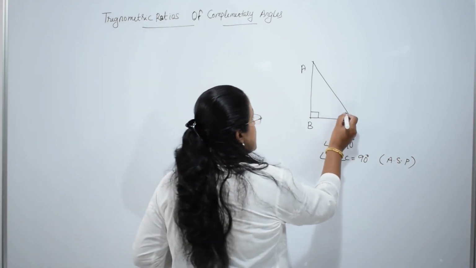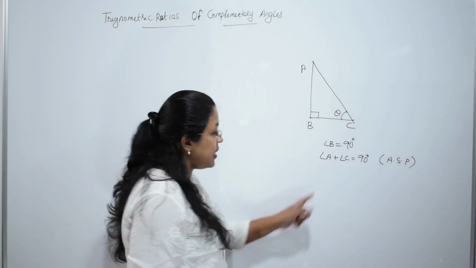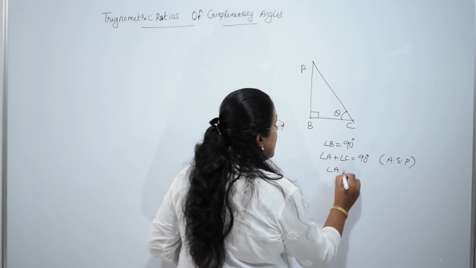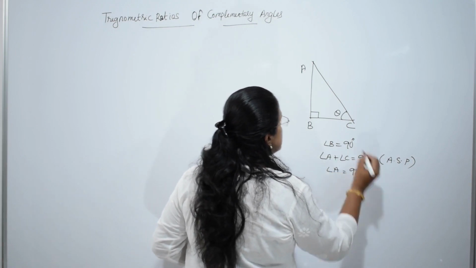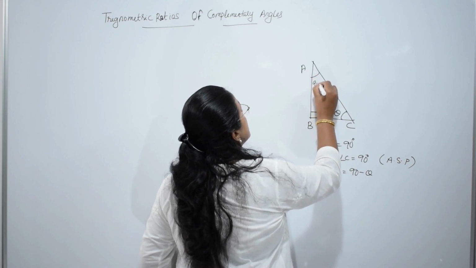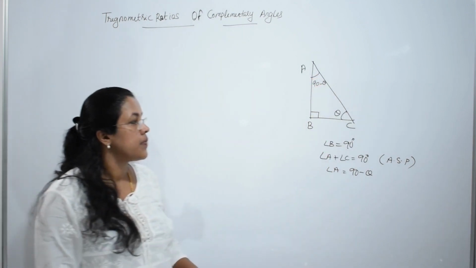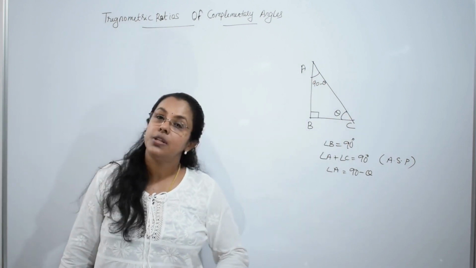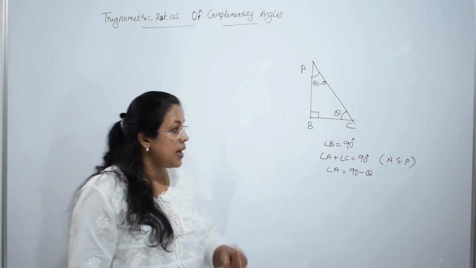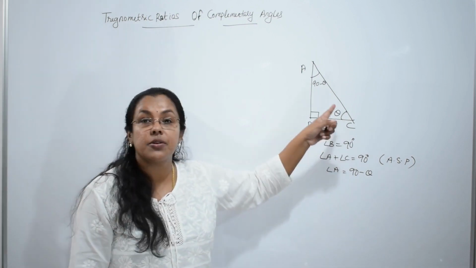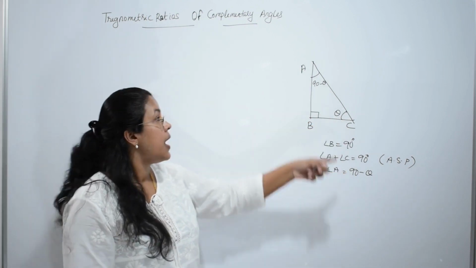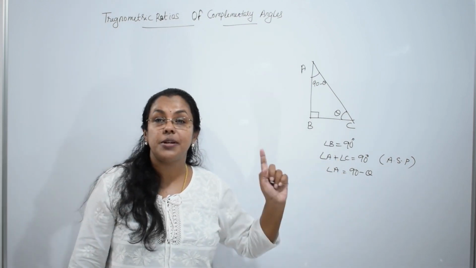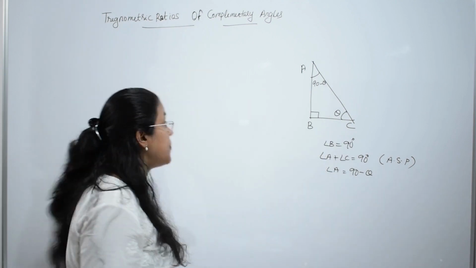I am naming this angle C as theta. Then what about angle A? Angle C is theta, then angle A is equal to 90 minus theta, so we can write 90 minus theta here. Now I am going to write trigonometric ratios with respect to theta and with respect to 90 minus theta. First of all, trigonometric ratios with respect to theta.